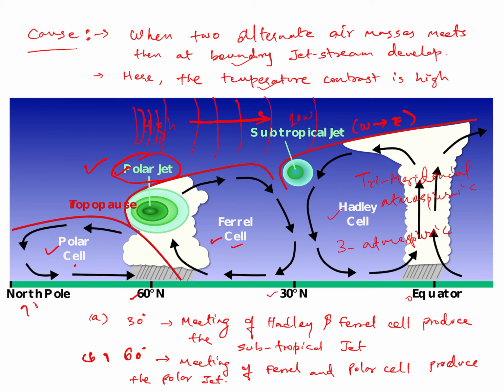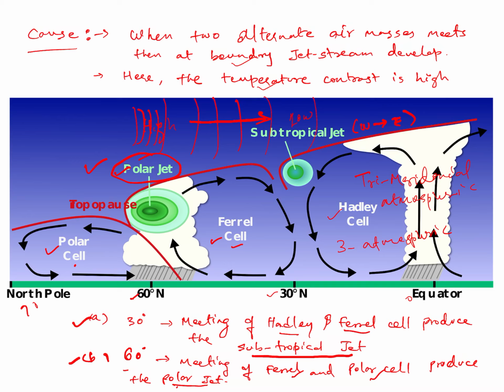As a result of this, in which season does the jet stream become stronger? The answer is again the winters. So what we have understood is the permanent jet streams at 30 degrees and 60 degrees. At 30 degrees we call it the subtropical westerly jet stream, formed by the meeting of the Hadley and Ferrel cells, and at 60 degrees there is the polar jet stream, formed due to the interaction of the Ferrel and polar cells.